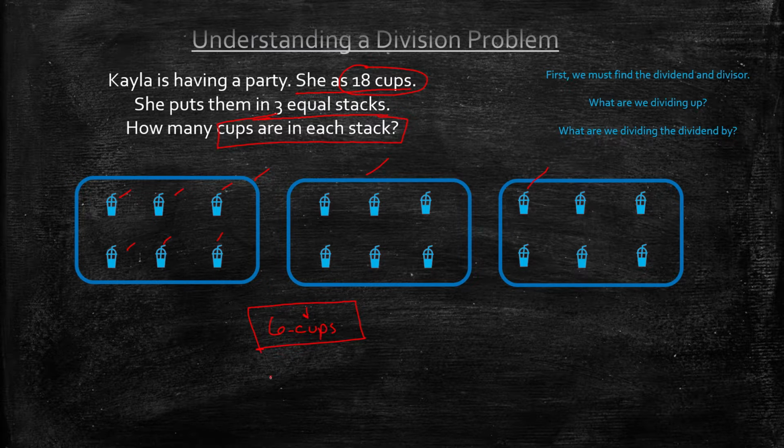Okay, so that problem written out may look like this right here. 18 divided by 3 equals 6. Okay, now if you wanted to go backwards with that, you could go 6 times 3 equals. That's how you check your work. Okay, just go backwards.